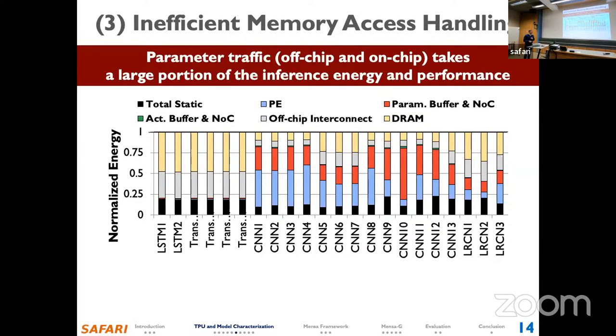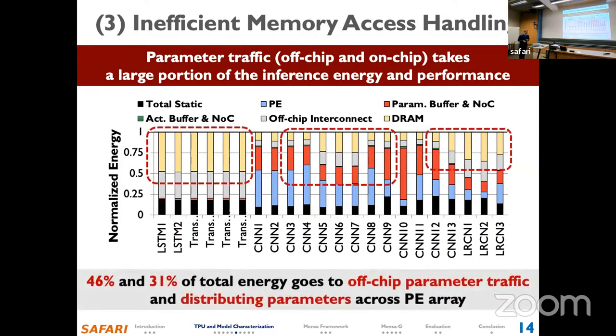So here I have different models again on the x-axis, and now on the y-axis I have the energy consumed for each operation in the accelerator. That is the energy of the processing element array, the off-chip interconnection, the DRAM, access to the parameter buffer, the activation buffer, and the static energy. And as you can see here, 46% and 31% of the total energy of some of those models goes to accessing off-chip parameters and also distributing those parameters across the processing element arrays.